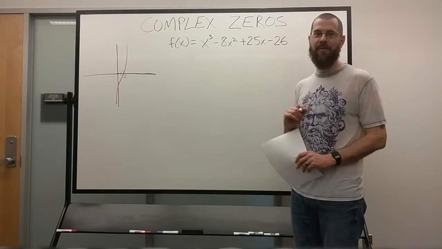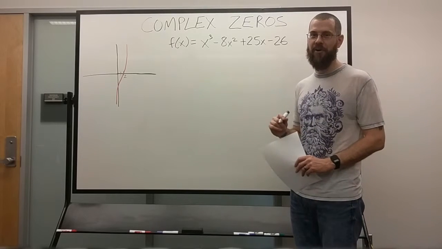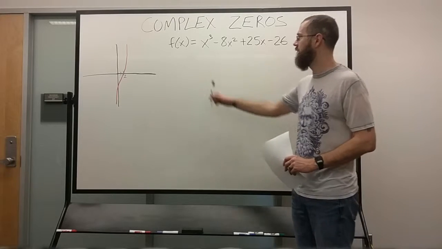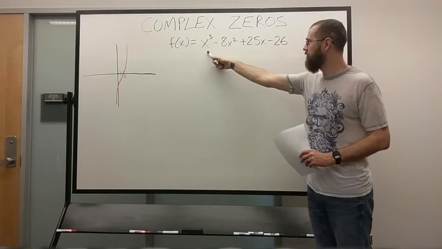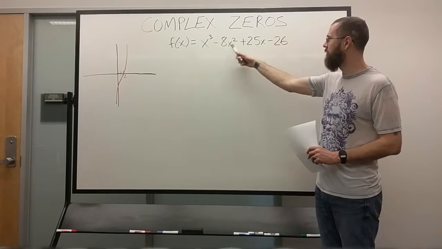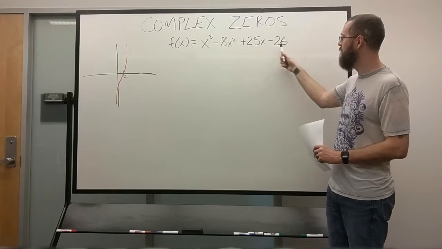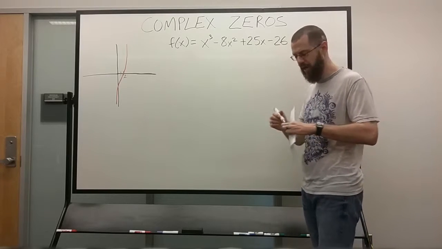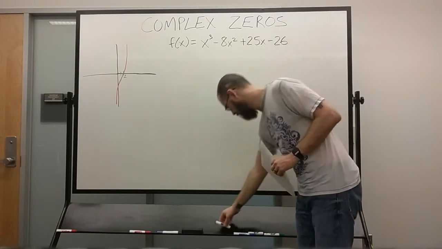Today we're going to work on finding complex zeros for a polynomial. So the polynomial we're going to be working with is f of x equals x cubed minus 8x squared plus 25x minus 26. Our first task is to find any rational zeros for this polynomial.